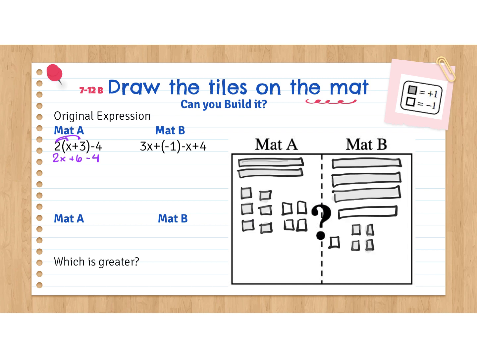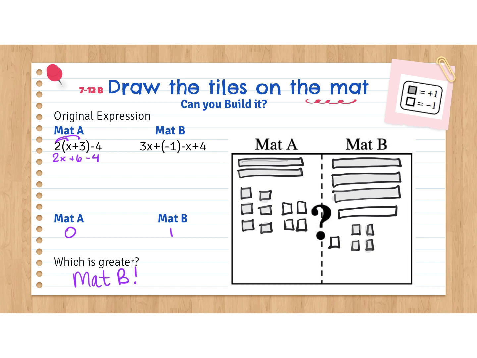Okay, so hopefully yours looks like mine. You have mat A with 2 positive x tiles, 6 positive unit tiles, and 4 negative unit tiles. Mat B has 3 positive x tiles, 1 negative unit, 1 negative x, and 4 positive x. I want you to get to the point where you have used all of your 0 pairs and your balanced sets, and then come back. So hopefully when you get to the end of all of this, you have nothing left on mat A, and on mat B, you have 1 positive unit tile. So which is greater? That would be mat B.